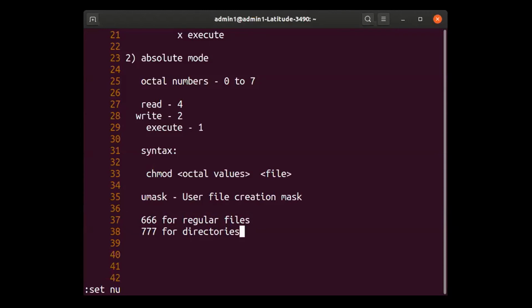However, these are not the permissions. Which ones? 666 and 777. I'm talking about 666 and 777. However, these are not the permissions you see when you create a file or a directory.